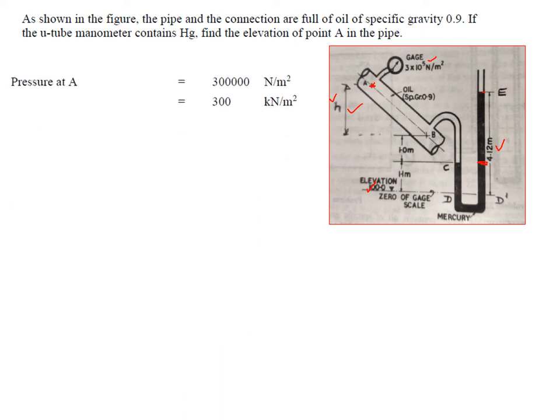So pressure at A is 3 into 10 raised to 5 Newton per meter square. Divide by 1000, so we get 300. Everything should be in the same units, so 300 kilonewtons. I am working in kilonewton per meter square units.